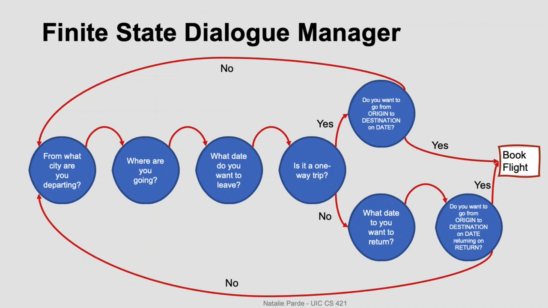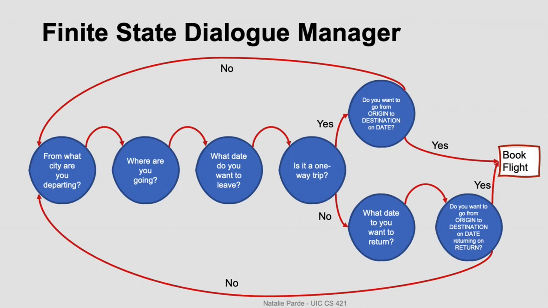Here's an example of a finite state dialogue manager for the travel booking system we've discussed throughout this module. Note that this dialogue manager has a predetermined path, and in most cases doesn't even provide the user with options. It just assumes that they'll comply and provide the information requested.